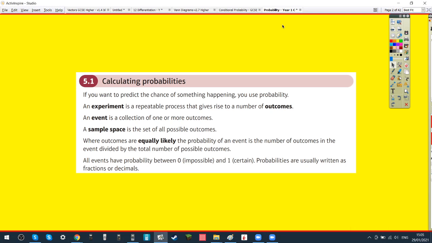An experiment is a repeatable process that gives rise to a number of outcomes. An event is a collection of one or more outcomes, like heads, tails, or what the dice landed on. A sample space is all possibilities.